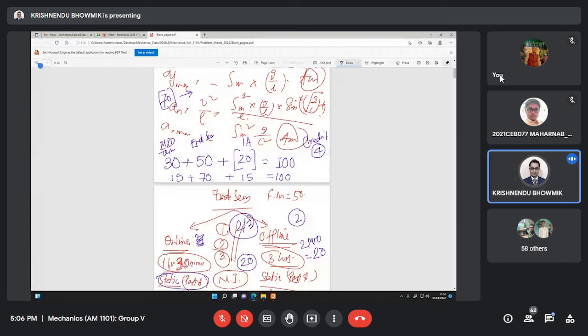So this is the old regulations, and this is the new regulations. Under the new regulations, it has been decided that the 100 marks be distributed into three parts: 30 plus 50 plus 20. Initially it was 15 plus 70 plus 15, total 100. Is it okay now? Yes, sir. Yes, very good.